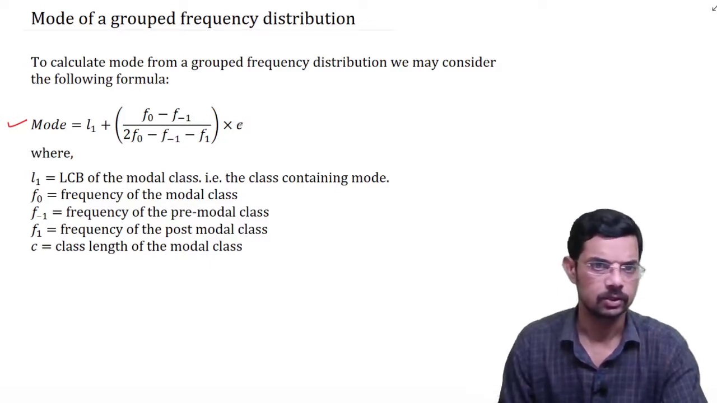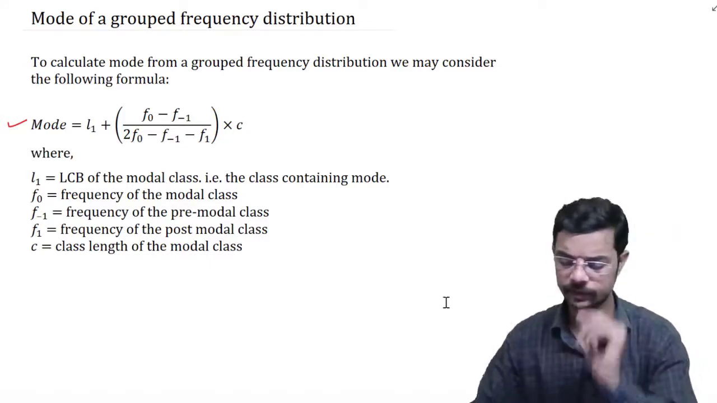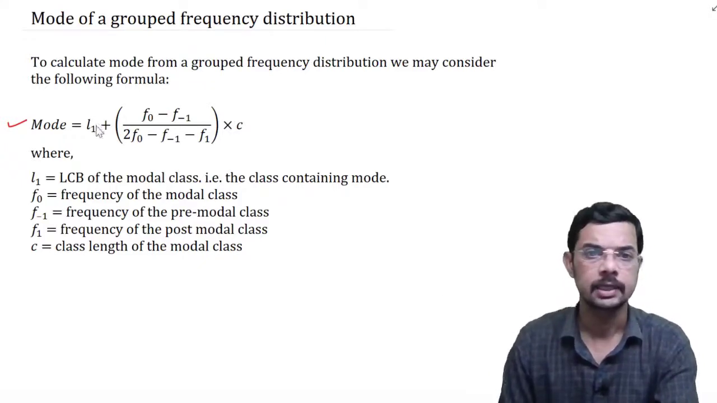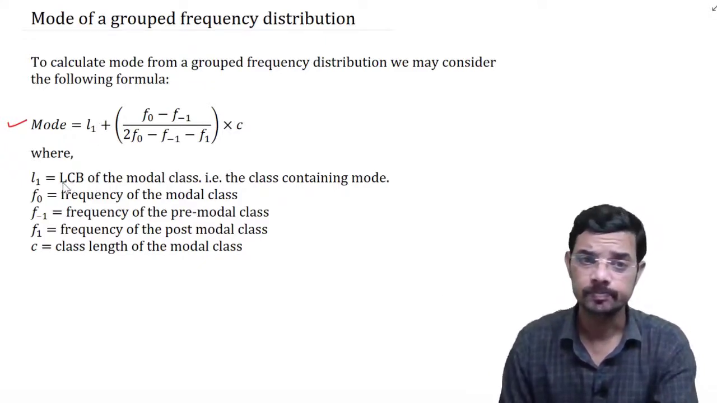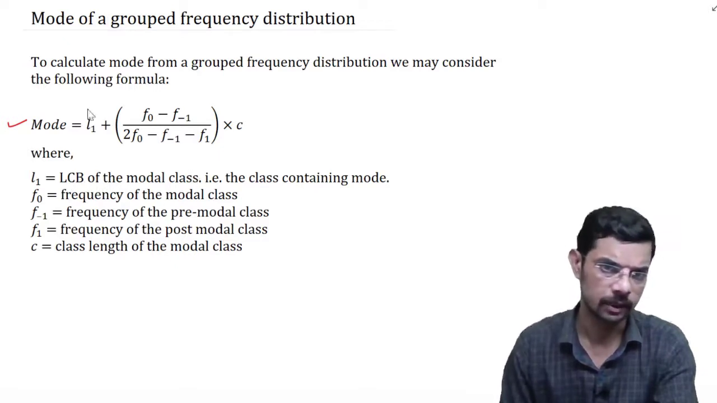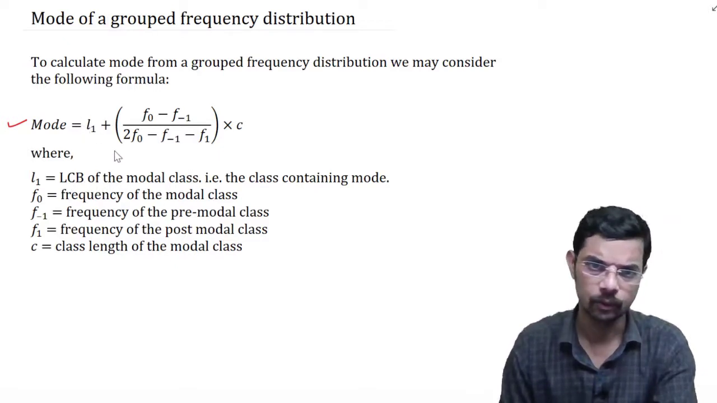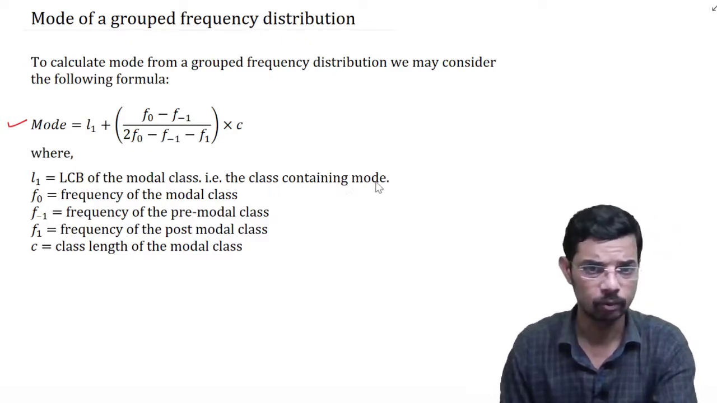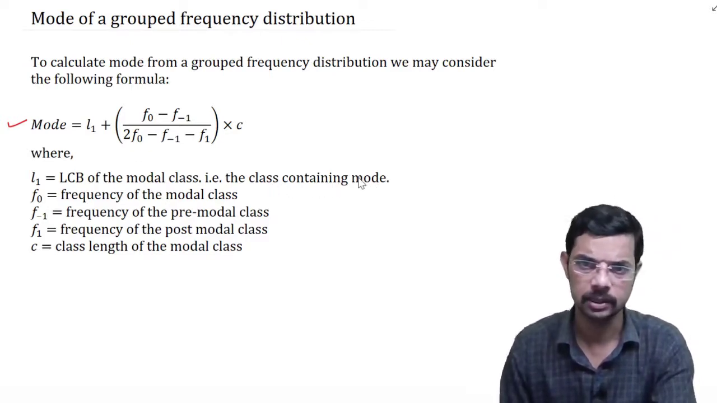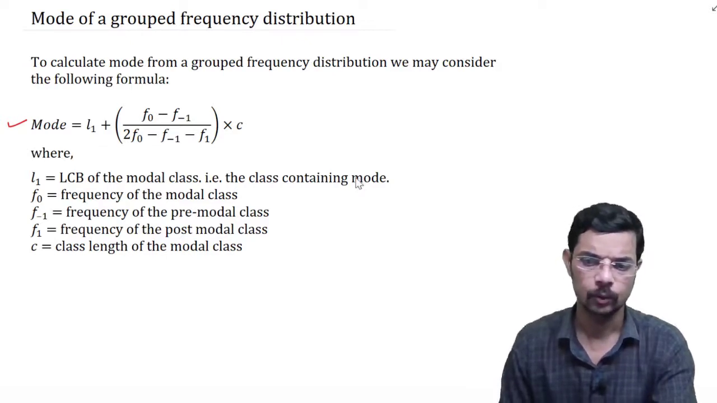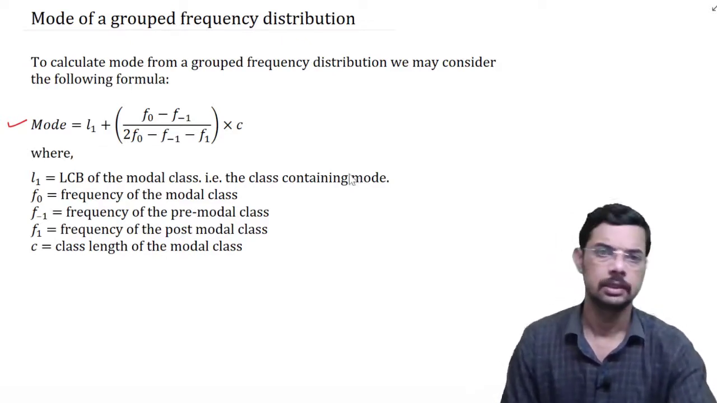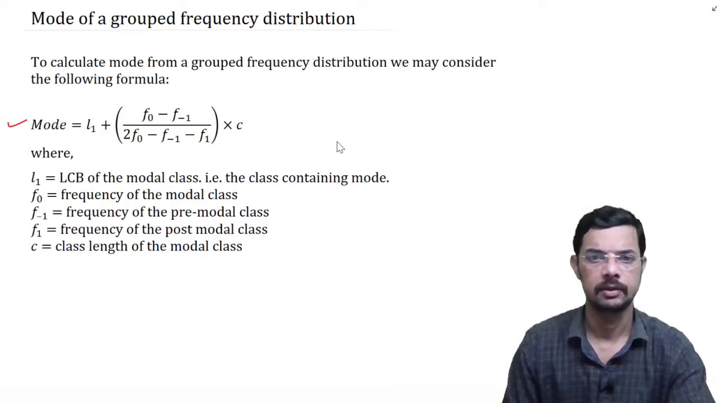So what is this? We can observe that L1 is the lower class boundary of the modal class, that is, the class which contains the mode. We need to identify which class contains the mode, which is the modal class. We shall discuss that with an example.